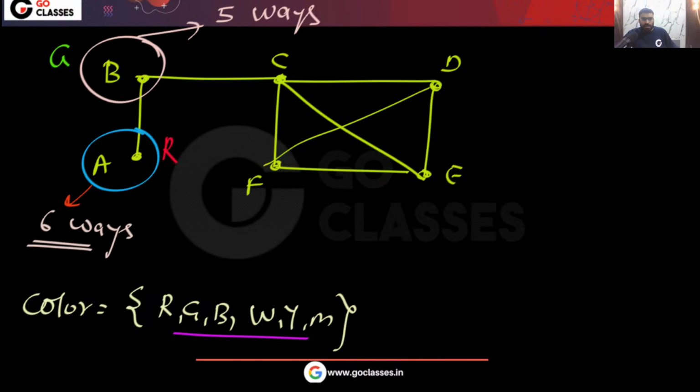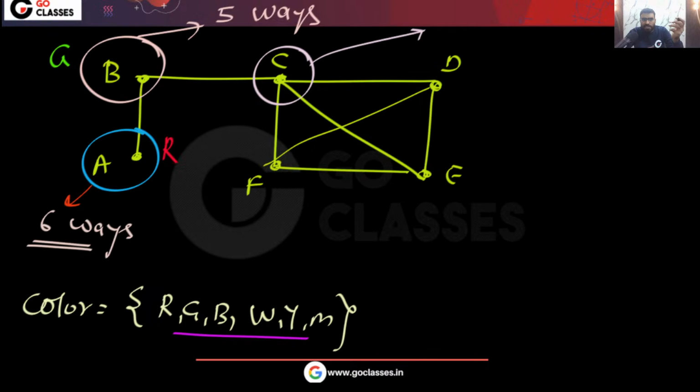Now you tell me, for vertex C, how many ways are there? To vertex C, which color can I give, and which color can I not give? I cannot give the green color, because green is already given to vertex B. So I cannot give the green color to vertex C.